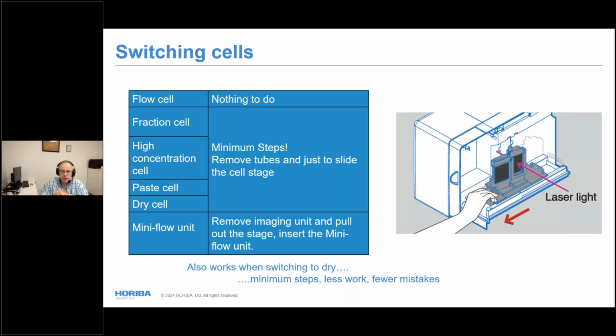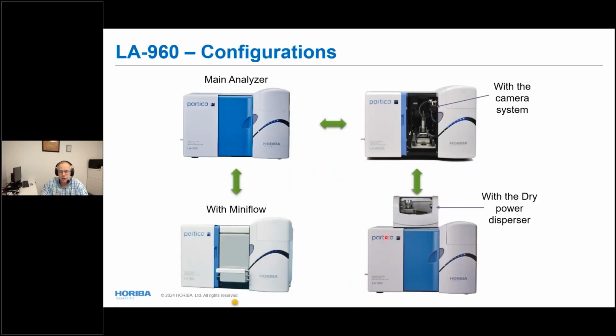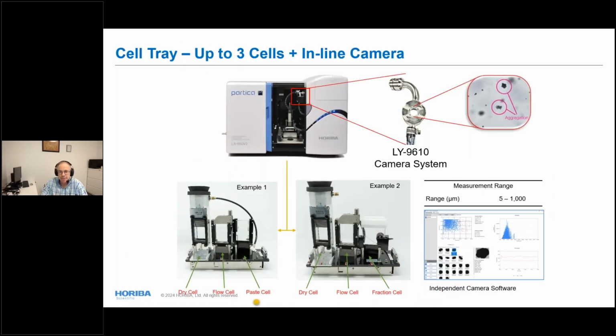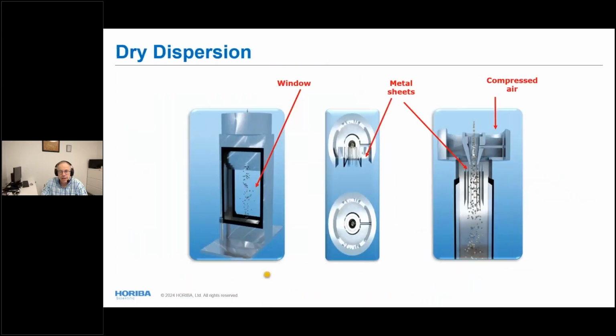Now, I mentioned this dry powder dispersion on top. Let's talk a little bit about that. It does what it says on the cover. This is what you would use when you have a dry powder sample and you want to run it in air. It has windows, metal sheets, and compressed air. The compressed air is going to come down around the outside, and it's going to go through these metal sheets and create a buffer zone between the particles and the glass windows.